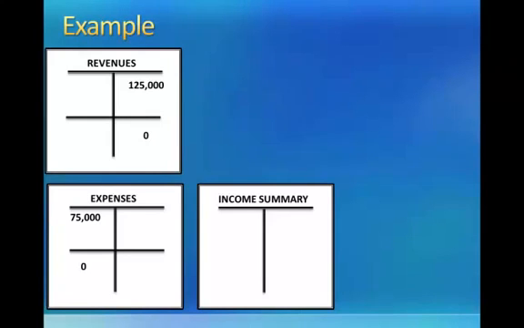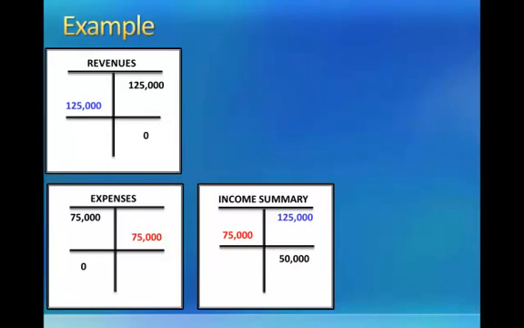To make revenues be equal to zero, you need a debit of $125,000. If we have a debit of $125,000, we need a credit of $125,000, so the income summary account will be credited for $125,000. If we want the expense account to have a zero balance, we'll need a credit of $75,000. If we have a credit, we'll need a debit, so we'll debit the income summary account $75,000. So $125,000 credit minus $75,000 debit is the $50,000, which is what we said net income was equal to.